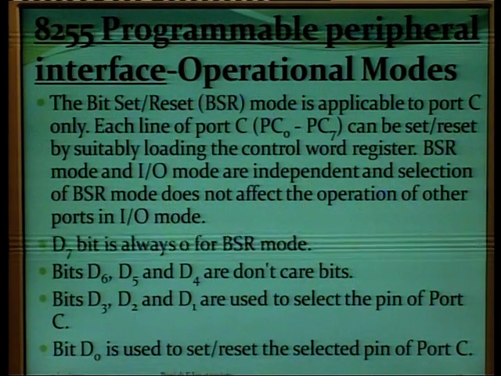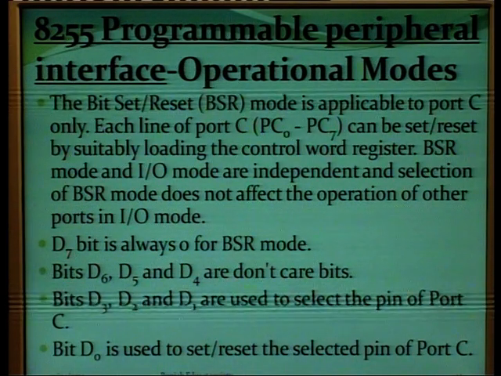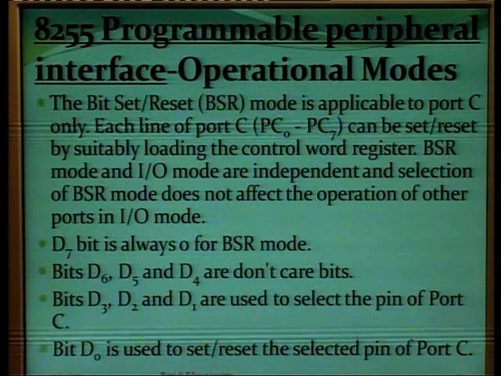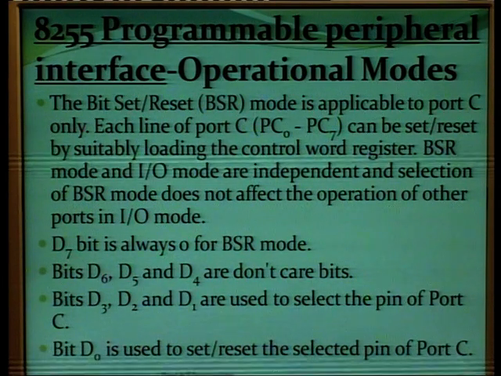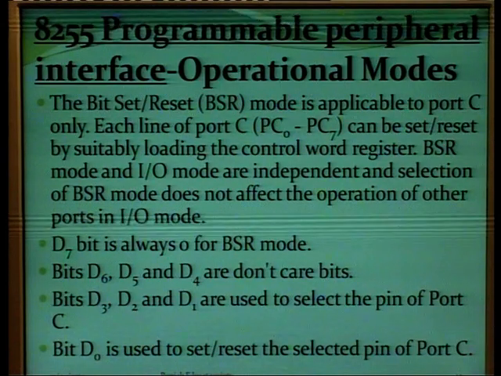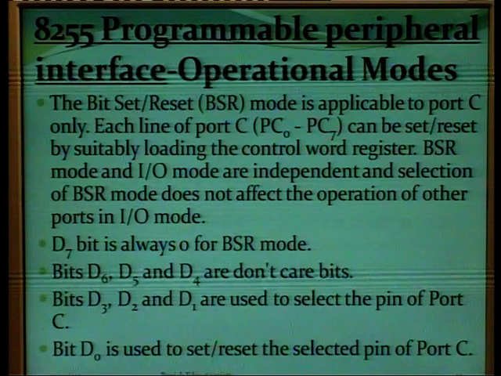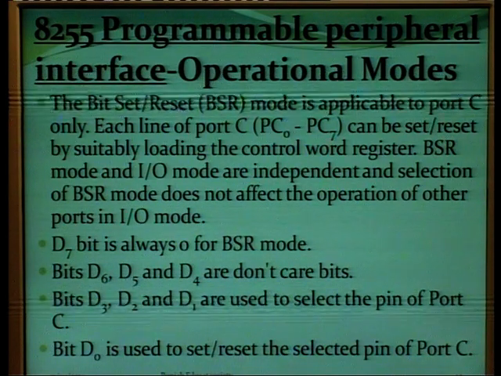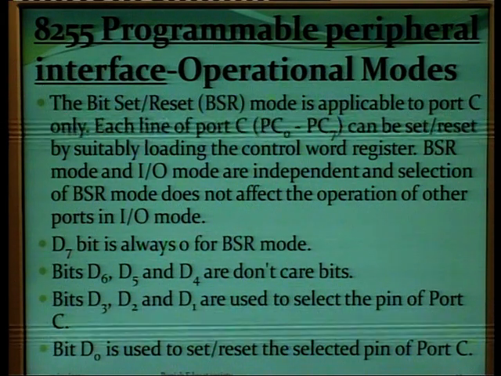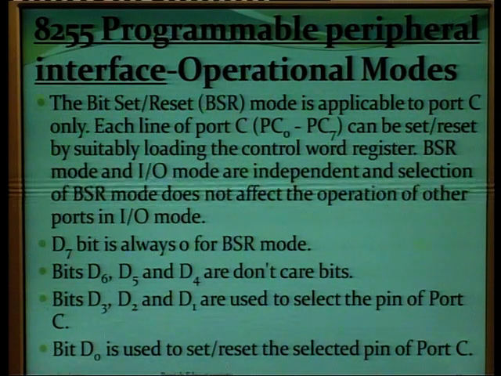The bit set reset mode is applicable to port C only. In this mode, any bit of port C, that is from PC0 to PC7, can be set or reset by suitably loading the control register. BSR mode and IO mode are independent. Selection of BSR mode does not affect the operation of other ports in IO mode.